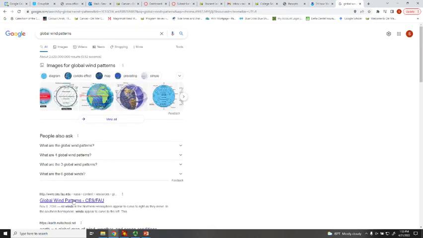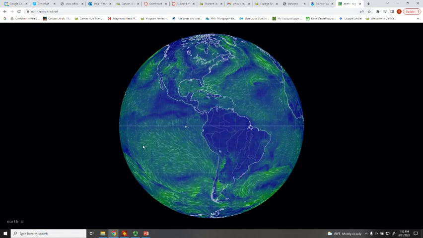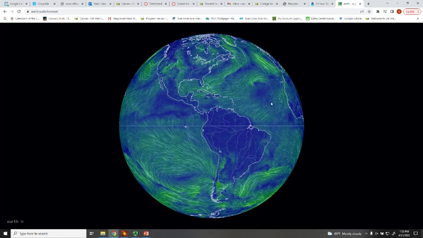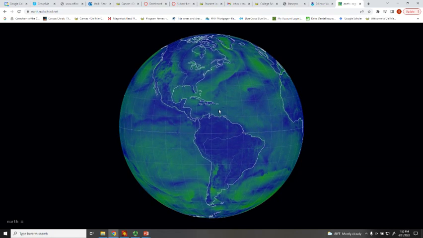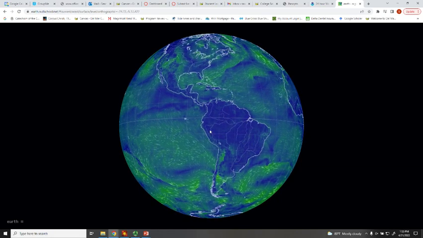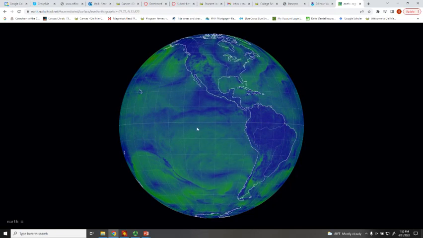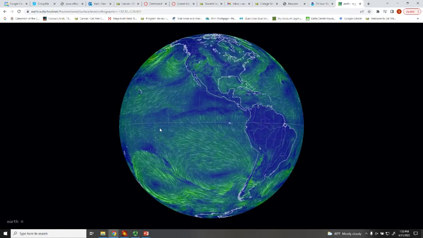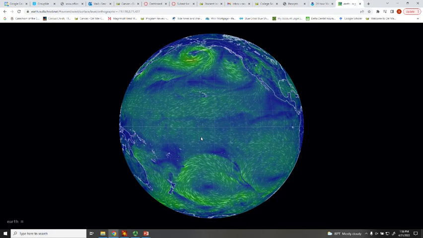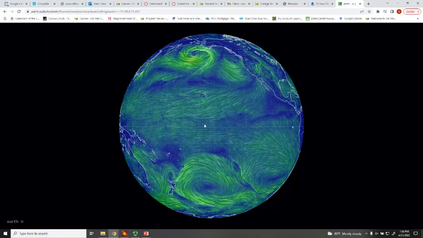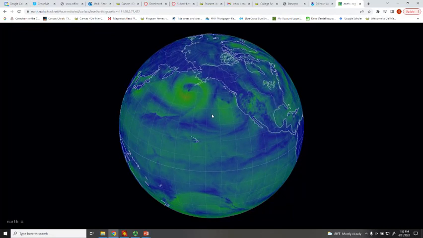This is a really neat website. So this will actually show you global wind patterns at any given point in time. So I want to show you first the equator. And if you take a look at the equator, you'll notice that there are not very many swirlies around the equator. You can also notice that wind is not moving too much, and it's also not swirling very much. If you want to start to see swirlies, you have to go to higher latitudes.